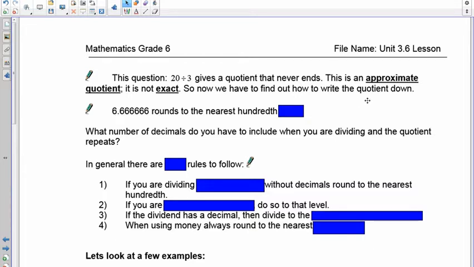Now, how do we do this? Well, there are several rules that we can use. You can round to the nearest hundredth, which would be 6.67. Remember that this is your cutoff right here, all right? And this 6 here causes this 6 to go up.